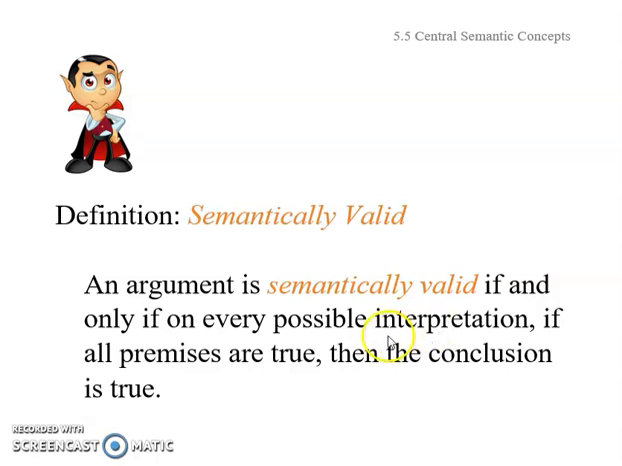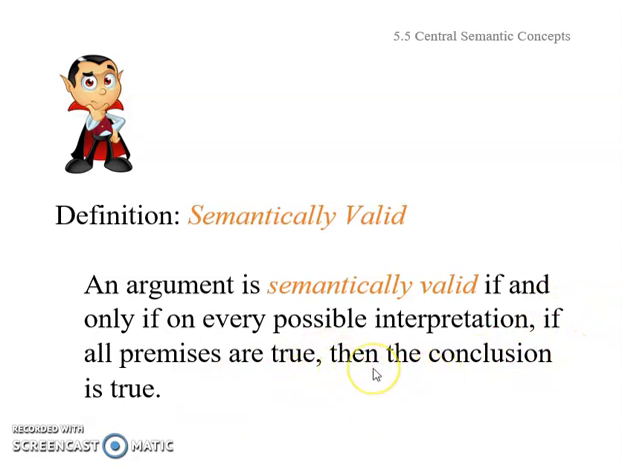Okay? So, let's take a second here and think. Is semantic validity, based on what you've seen in the foregoing videos of 5.5, something that we can demonstrate? Pause now and have a think on that. Okay, semantic validity is not something we can prove. It's just not something we can prove, because you would have to go through every single interpretation and make sure that this condition held: if all the premises are true, then the conclusion is true.